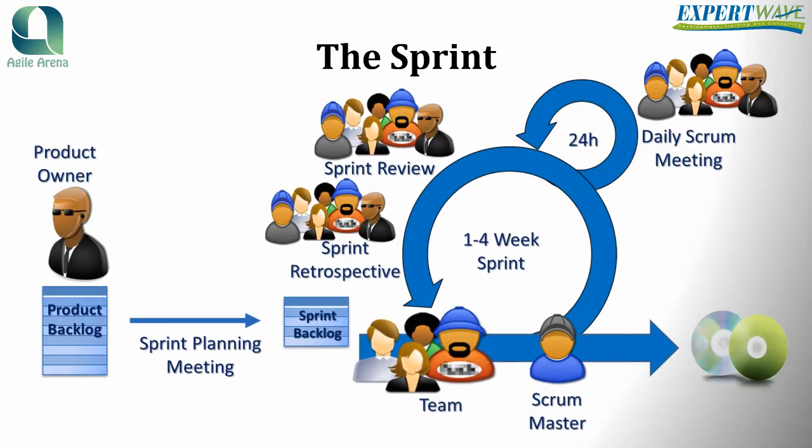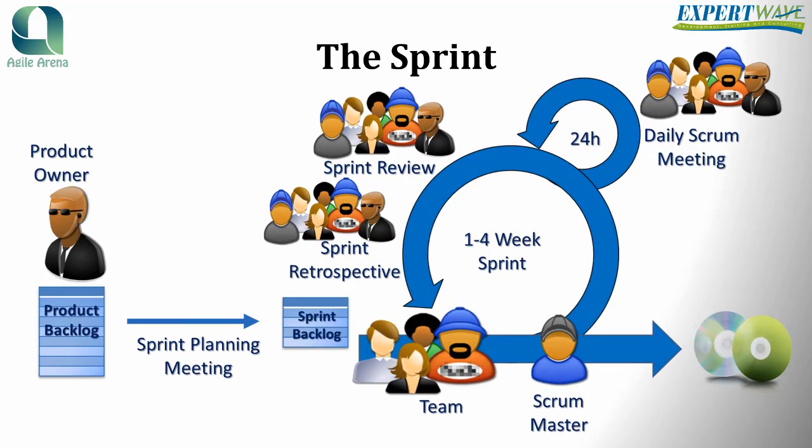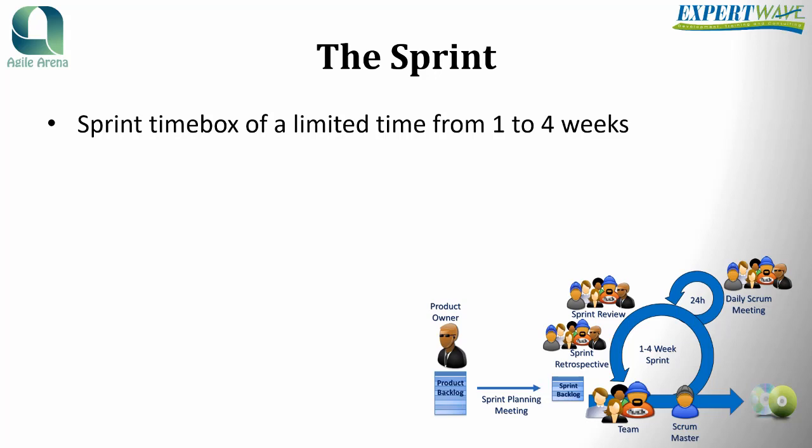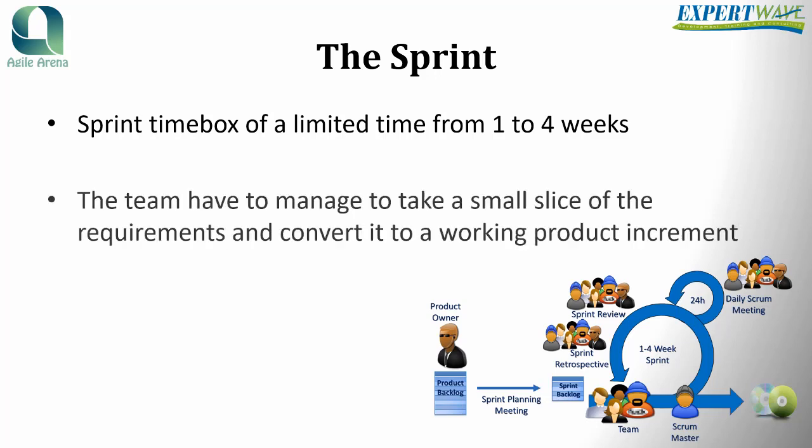In this video, we will have an overview about Scrum, its main idea, teams, and main events. The main idea behind Scrum is to set a sprint time box of a limited time, from 1 to 4 weeks. Within each sprint, the team has to manage to take a small slice of the requirements and convert it to a working product increment.